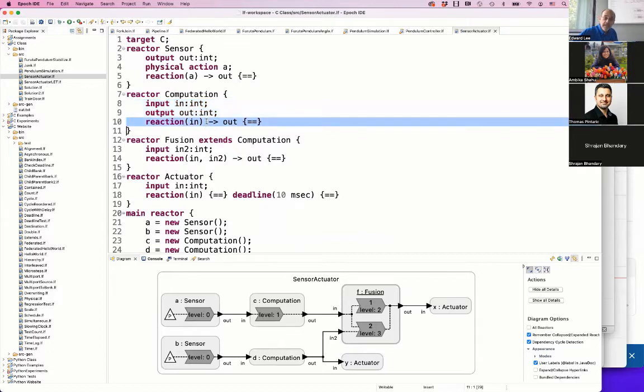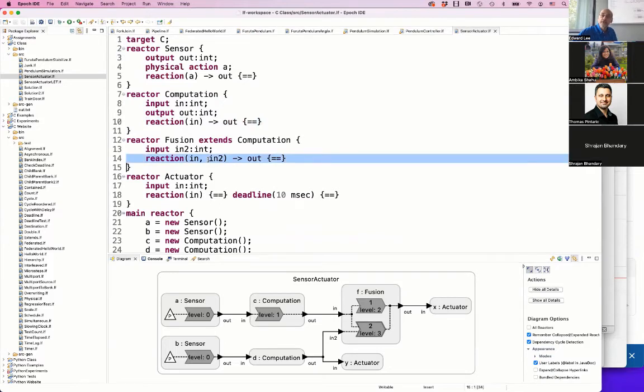But because it inherited this reaction, right here is the inherited reaction. This one potentially overrides the behavior of the inherited reaction. Okay? So this is the way you can create a subclass of a reactor that somehow elaborates the behavior of the base class.